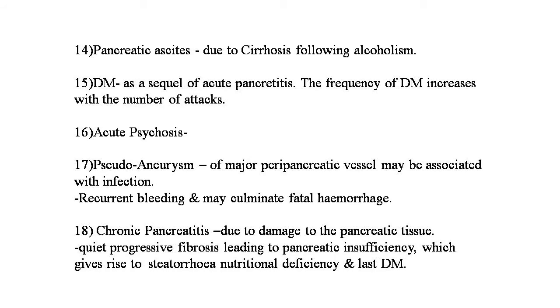Diabetes mellitus occurs as a sequel of acute pancreatitis, and the frequency of diabetes mellitus increases with the number of attacks. Acute psychosis and pseudoaneurysm of major peripancreatic vessels may be associated with infection, recurrent bleeding, and may culminate in fatal hemorrhage. Chronic pancreatitis is due to damage to the pancreatic tissue, with progressive fibrosis leading to pancreatic insufficiency, which gives rise to steatorrhea, nutritional deficiency, and lastly diabetes mellitus.